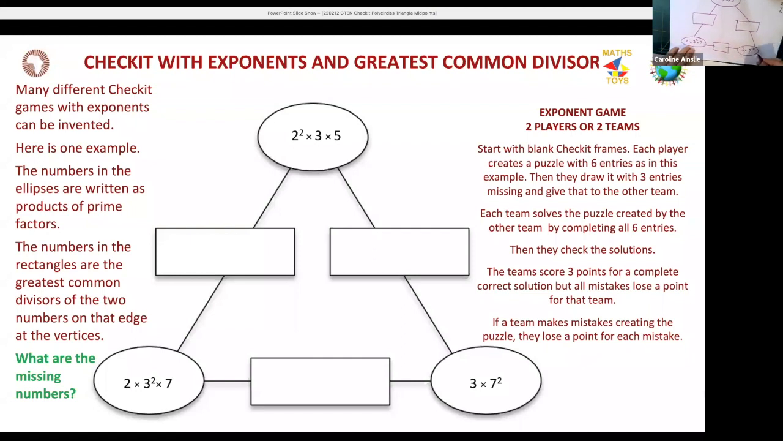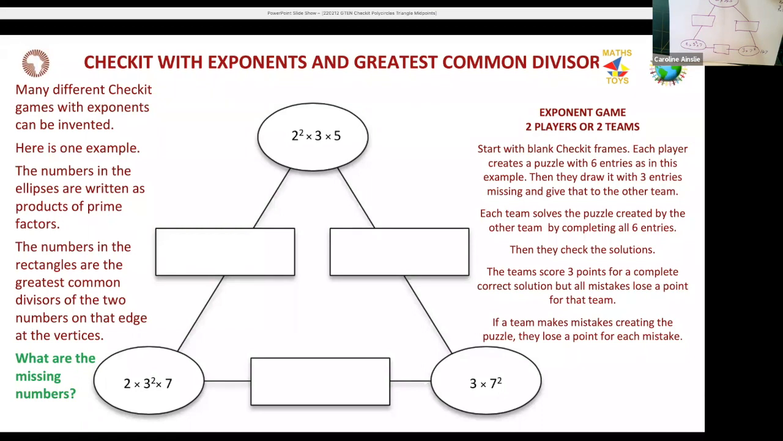And the one on the bottom left is 2 times 3 squared times 7. So it's 18 times 7. So what's that? 18 times 20, and subtract 2. Well, I'll leave you to do that. You can see I'm hesitating to do the mental arithmetic. What a coward I am. I find it very hard to do it on the spot.